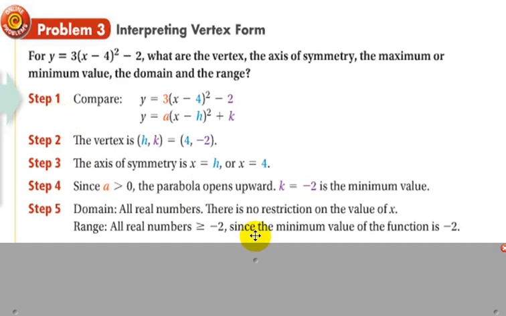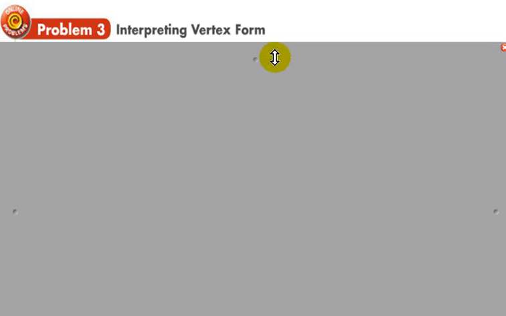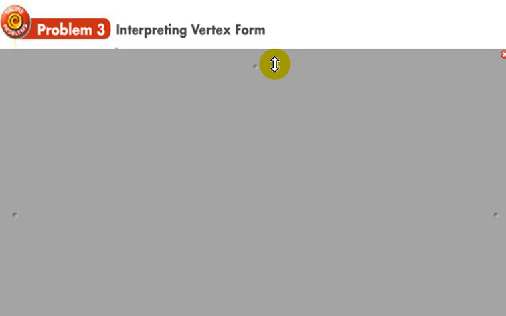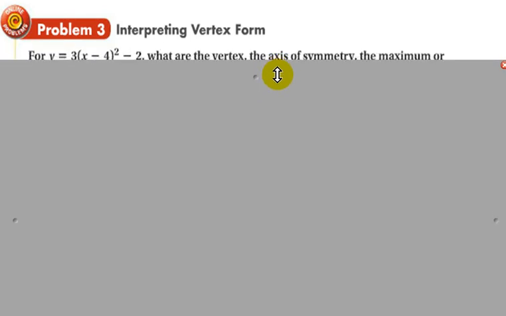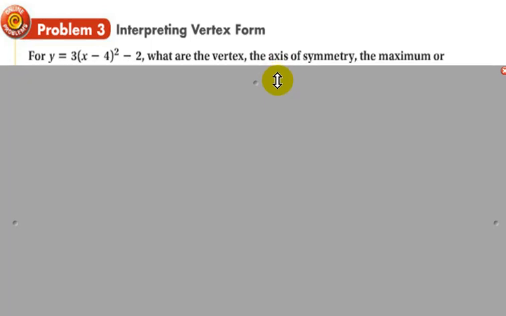All right, so we're moving on in our lesson. Last week we worked problems 1 and 2. Now we're going to start with 3, interpreting vertex form. So the vertex form of a quadratic equation is written such that we can quickly see the h and k value and get our vertex.